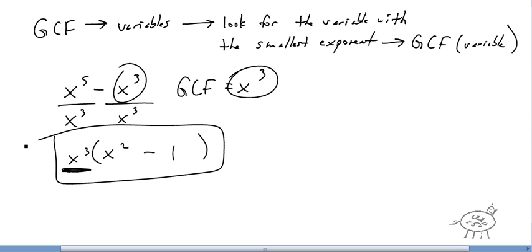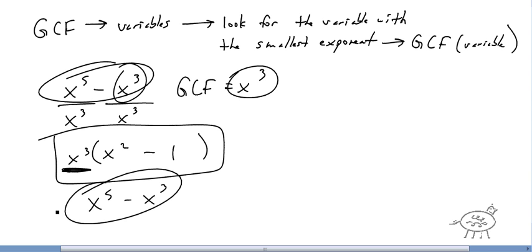All right? And again, it's so easy to check it. You multiply x cubed times x squared, you get x to the fifth. And x cubed times negative 1 is negative x cubed. And you get our original problem that we started with. That's why it's nice to be able to check these if you have extra time. All right, so let's try another one here.